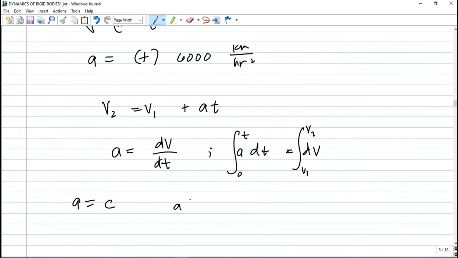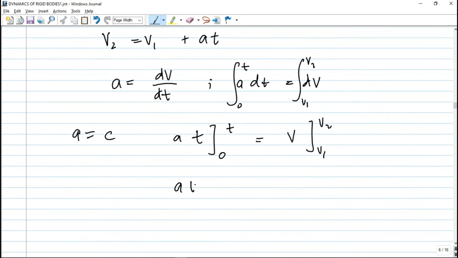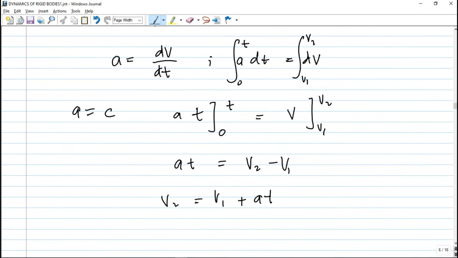Okay, so a times the integral of dt, that is, t na lang siya if in-integrate natin. So t, then limit natin 0 to t. Then we have here the integral of dv, that is v from v sub 1 to v sub 2. Okay, at equals v sub 2 minus v sub 1, or v sub 2 equals v sub 1 plus at. Then we get the time. Ito guys yung formula natin.